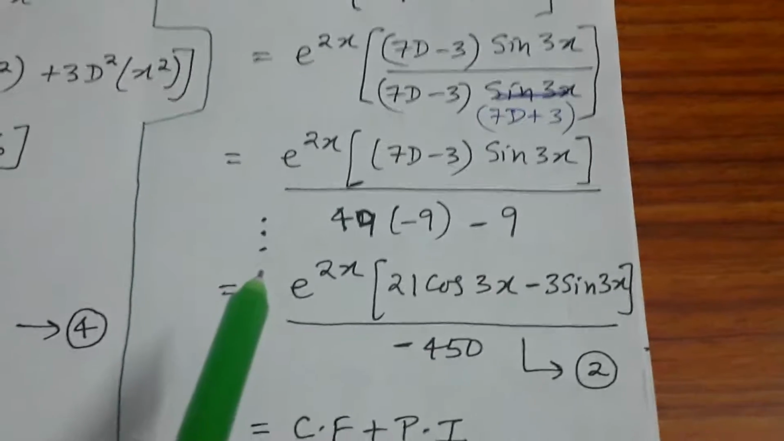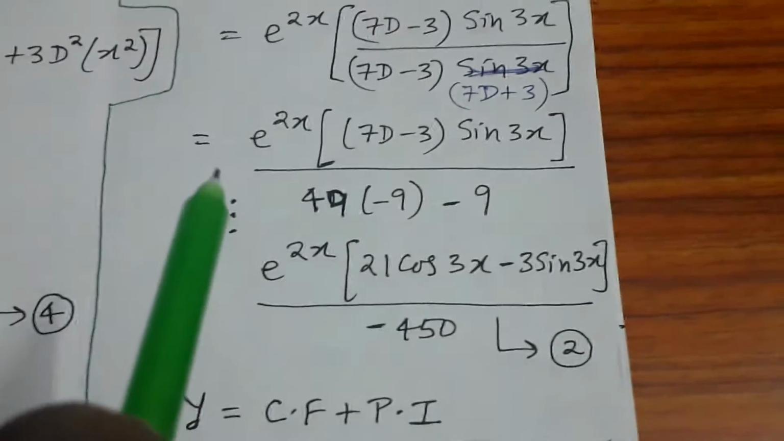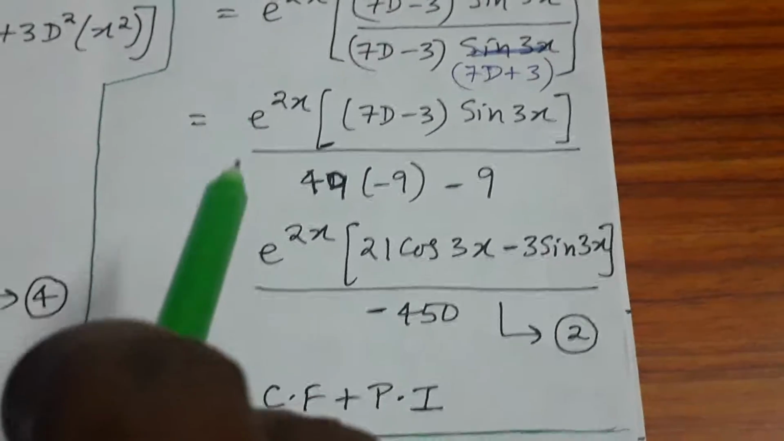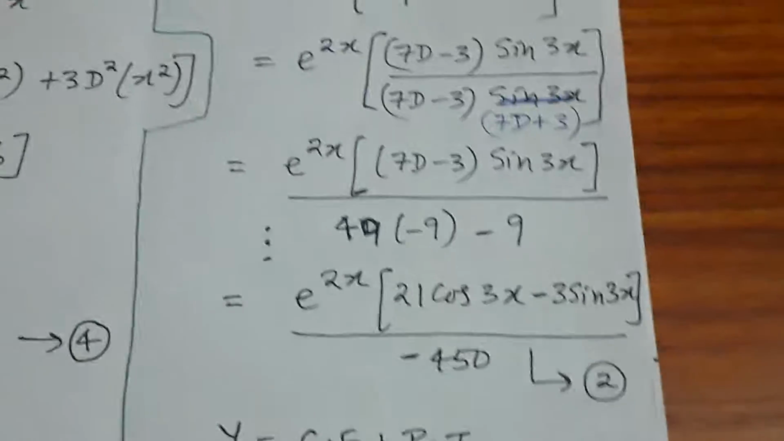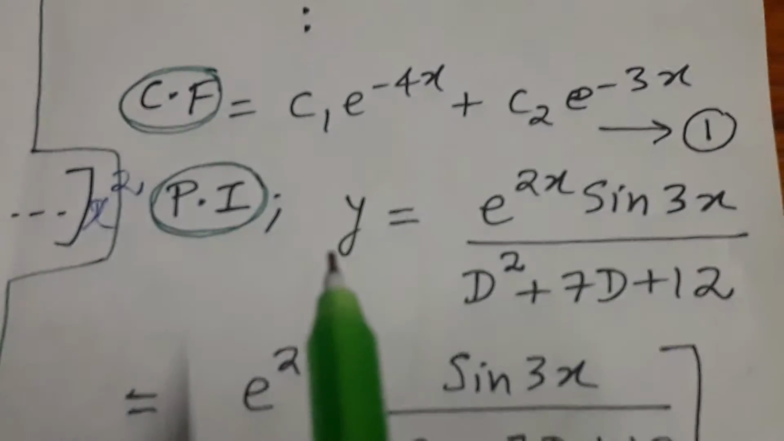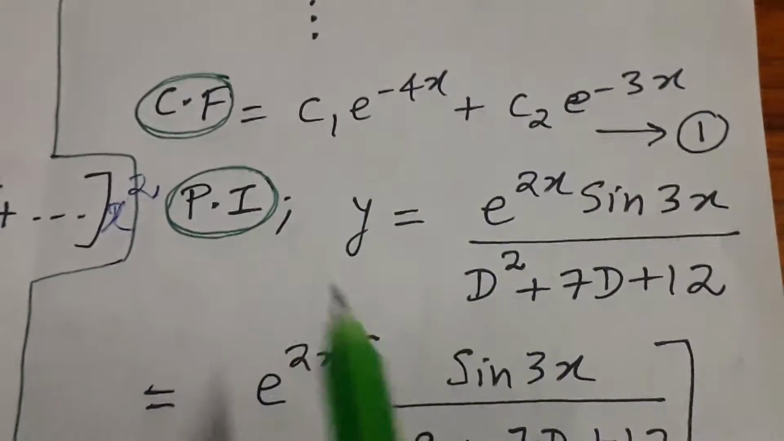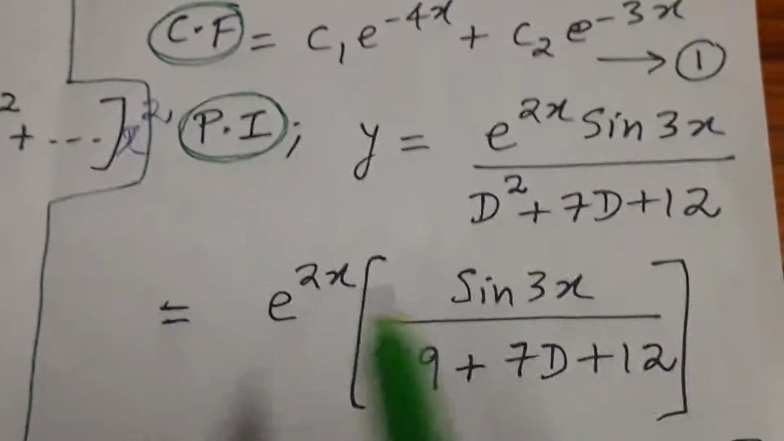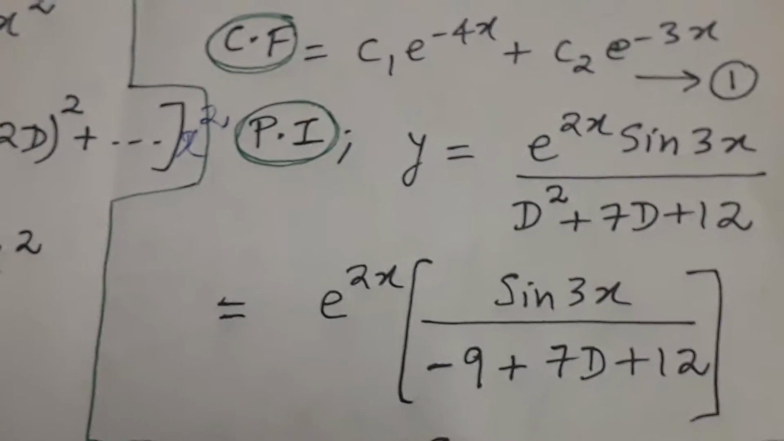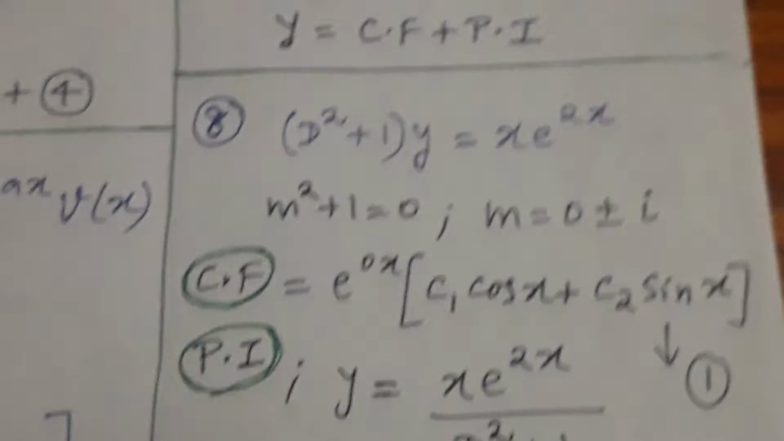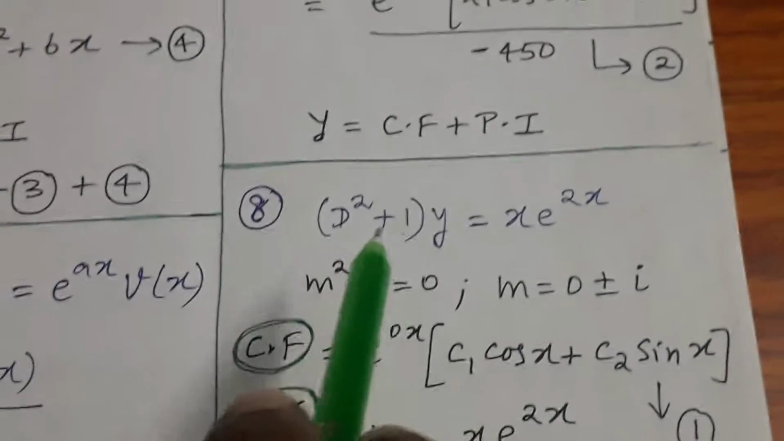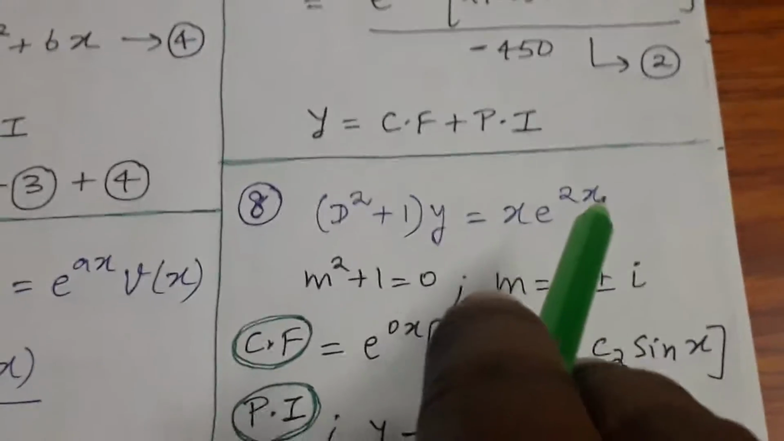If there are dots, it means there are some steps there, so carefully follow them. After all, these are simplification steps. The first step is the main thing for every problem: how to write the particular integral, which should be taken out, that is the main thing. Simplification steps are very easy, you can do them slowly. Now we'll proceed to the next problem. Next problem: D square plus 1 of y is equal to x into e power 2x.